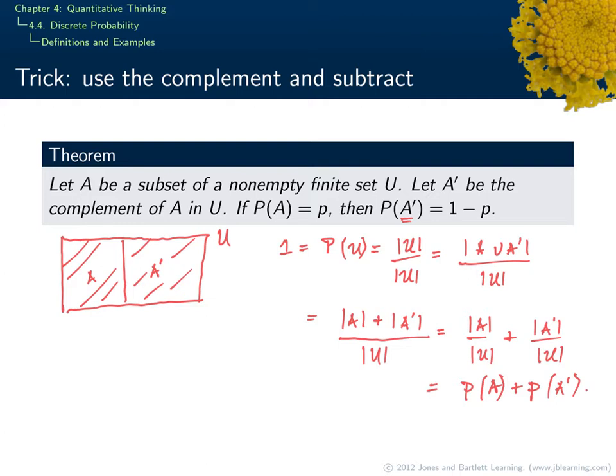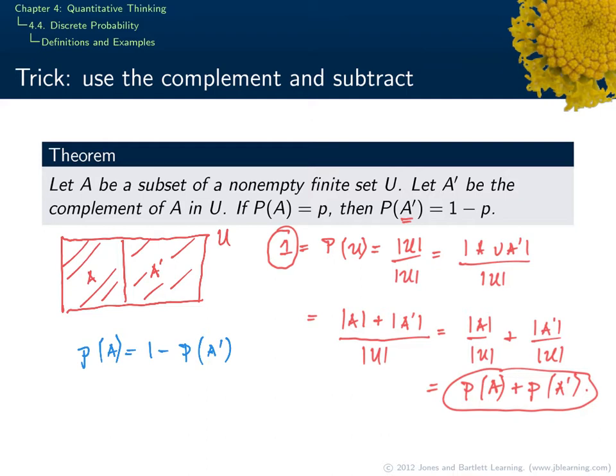So now if you take this equation, if you look at where we started with 1, and we saw that that was the probability of A plus the probability of A complement. And so what that means is that we have this new formula that says that the probability of A is 1 minus the probability of A complement.